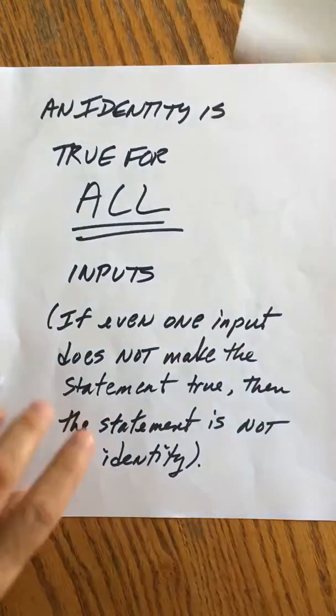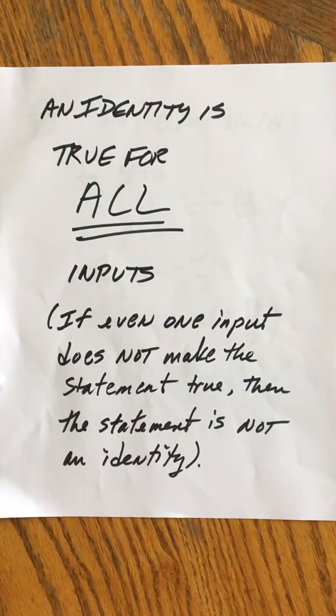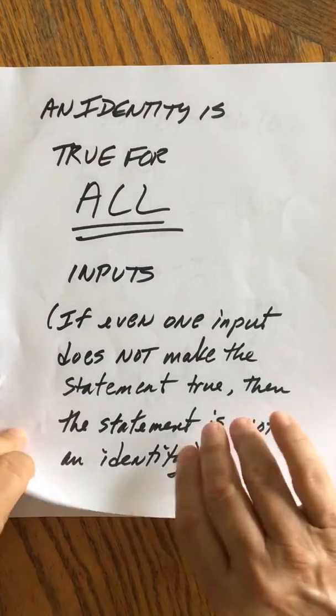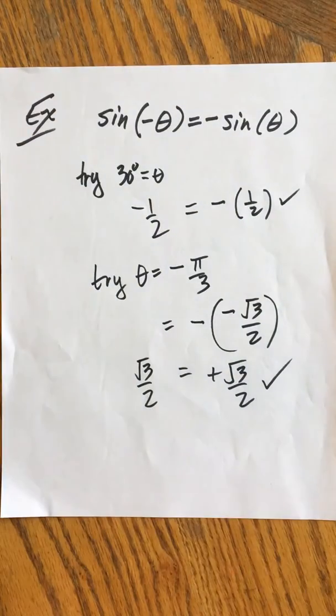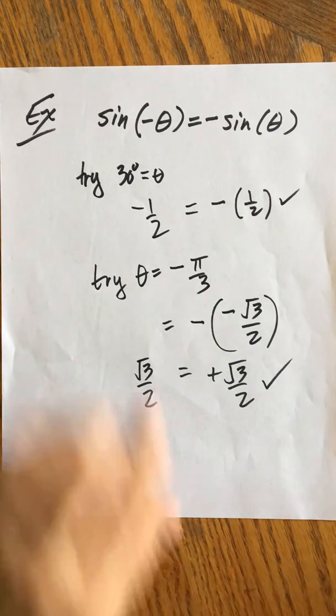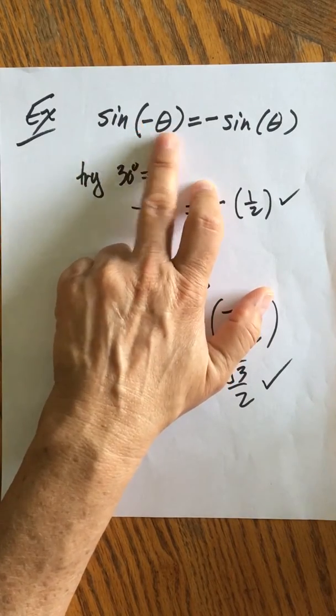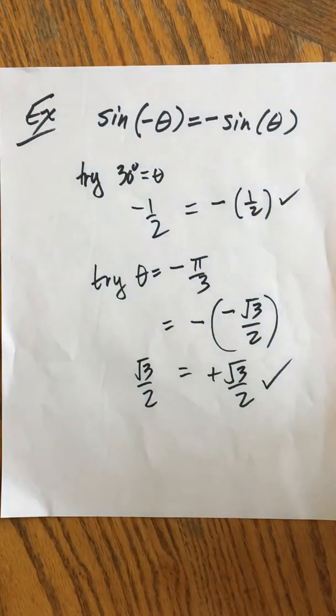Now in contrast, an identity is true for every single possible input you can put in there. So if you can find even just one that makes the statement false, then it is not an identity. So here's an example. Sine of the negative of an angle is the same as the negative of the sine of the positive angle. Now, when I say theta, theta could be negative or positive. It's just that do I put a negative in front of it or not? It's all the same here.